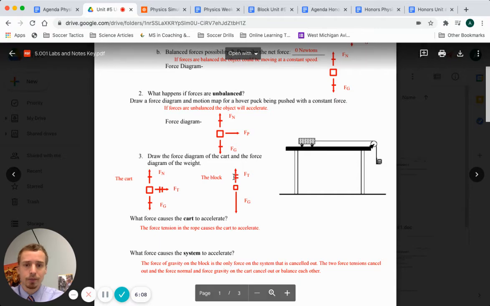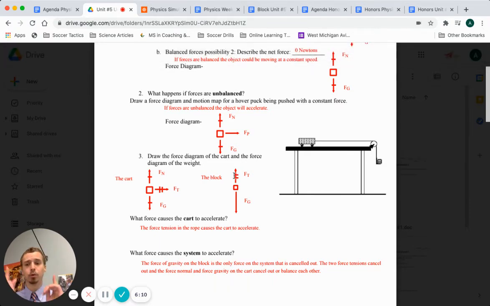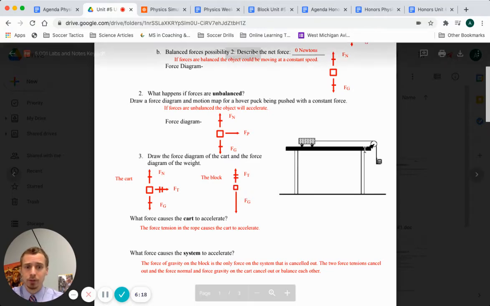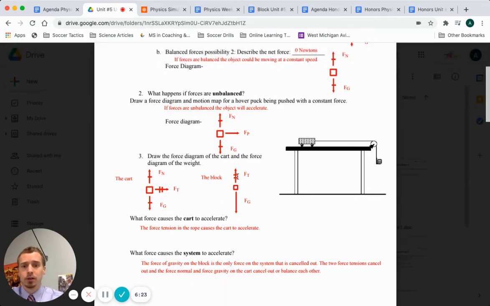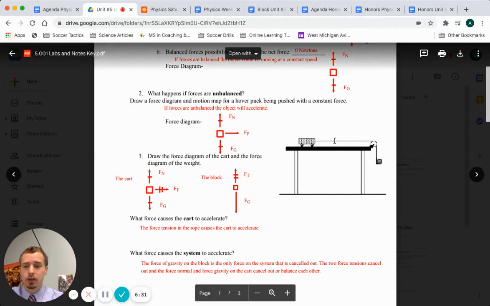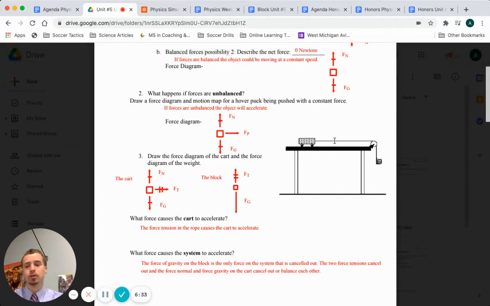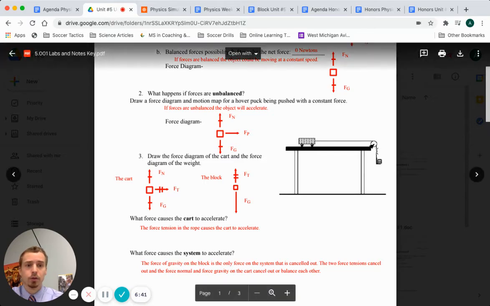But first, the block. So the block is being pulled up by tension, and then the force gravity is pulling it down. Notice force gravity is greater than this force tension because it's accelerating down, right? The reason that I have the 2 tick marks on my 2 force tensions here is to show that those 2 force tensions are equal, right? Because if we look at any force tension, the force tension in any rope is going to be equal throughout the entire rope. So the rope is pulling tight here on the cart, but it's also pulling tight in the same amount on the block, okay?